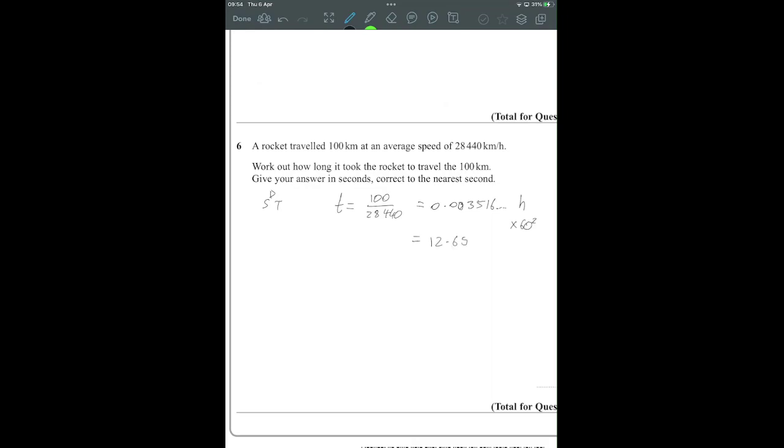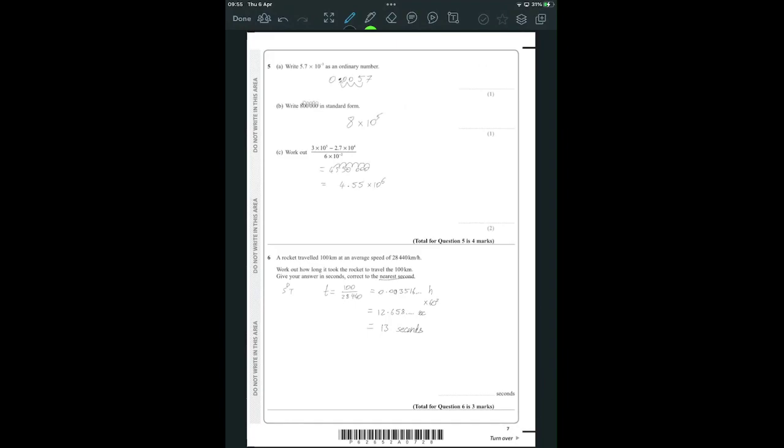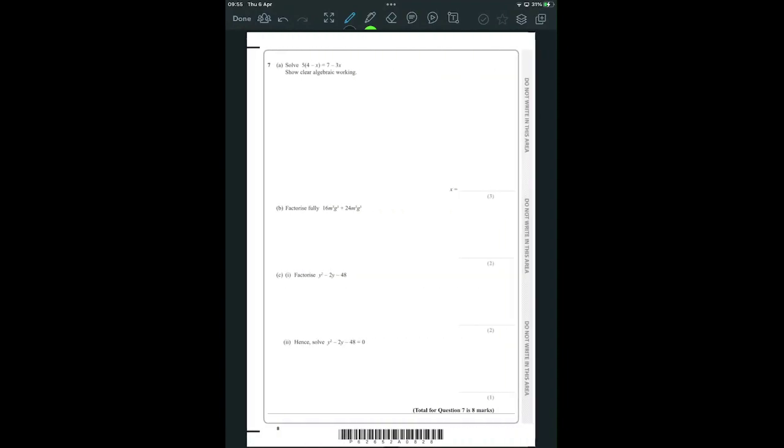And that's coming out as so. Again, I'm going to write down for the examiner a lot more decimal places than the question actually wants, so they can see my working and then give my final answer correct as they requested to the nearest second. That's question 6 done. Question 7.